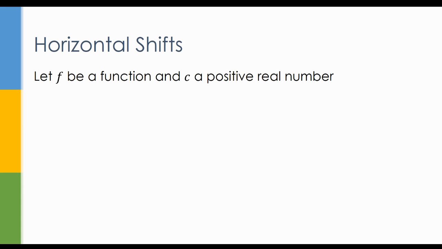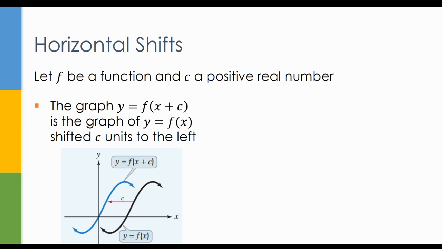Horizontal shifts. Let f be a function and c be a positive real number. The graph y equals f of x plus c is the graph of y equals f of x shifted c units to the left. So my black graph here is my original function, y equals f of x. Notice how because I'm adding c inside of the parentheses, it's included with x.